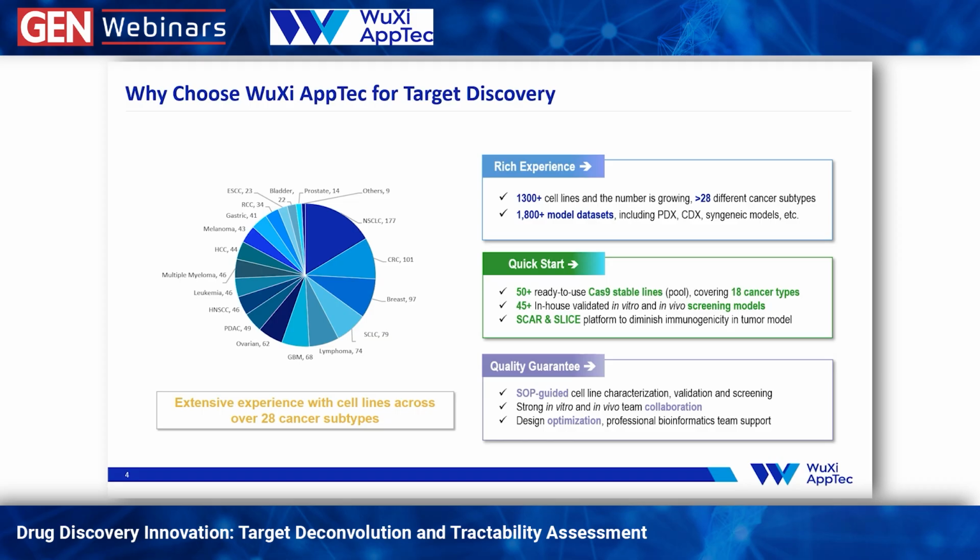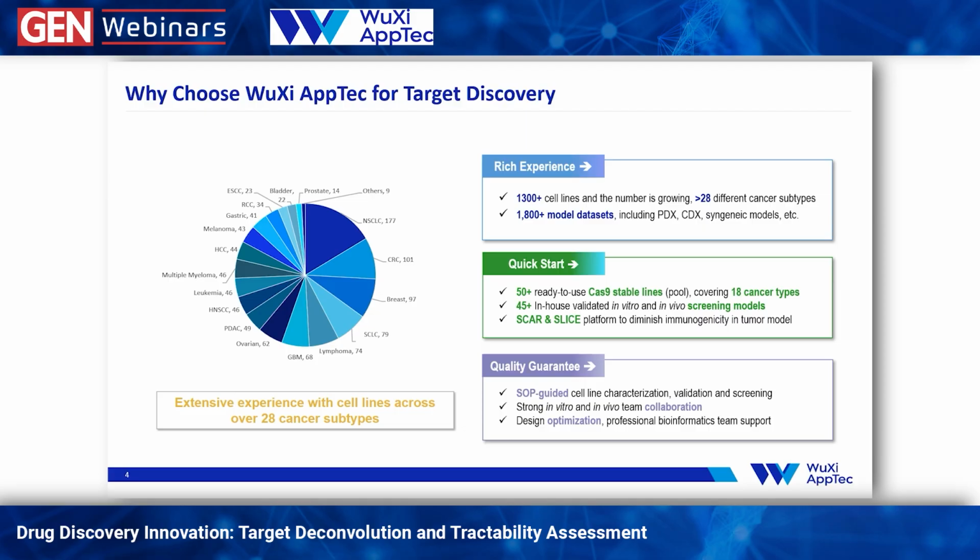So why choose WuXi AppTec for target discovery? Of course, the first thing is that we have so much rich experience regarding target discovery. In-house, we have more than 1,300 different cell lines that are ready to use, so it saves you a lot of time and money, as you don't need to construct new cell lines for your experiments. These cell lines cover more than 28 different cancer subtypes, and of course we also cover other disease types such as immune disease and metabolic disease.